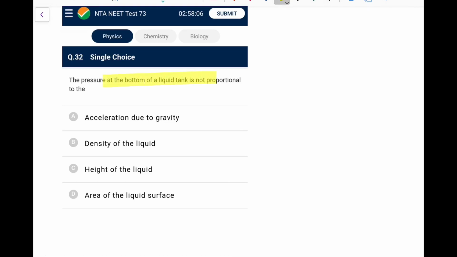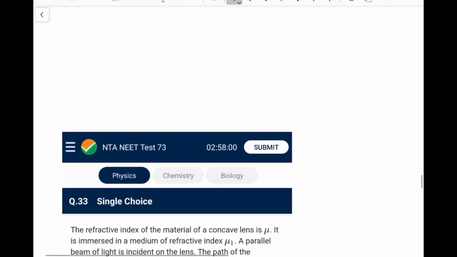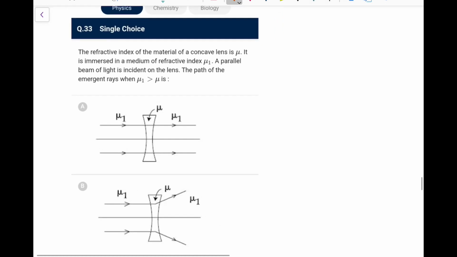Next, the pressure at the bottom of a liquid tank is not proportional to the acceleration due to gravity. Density depends, height depends. So definitely it is area. Pressure doesn't depend on the area. You know that thing, the hydrostatic paradox or something. So you know that thing.